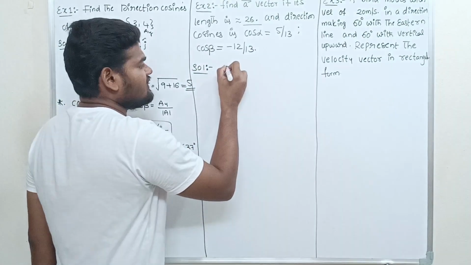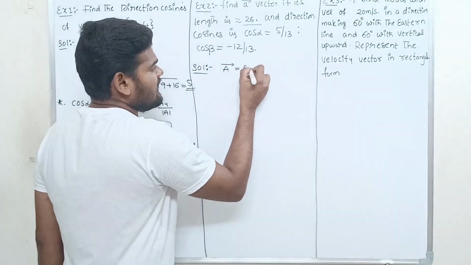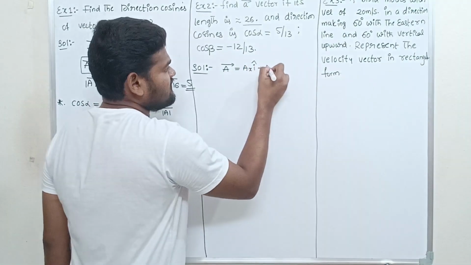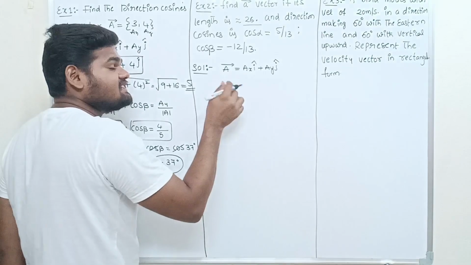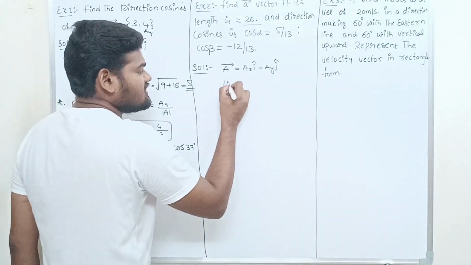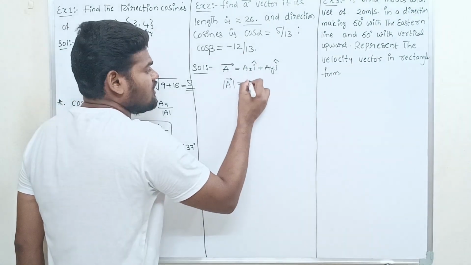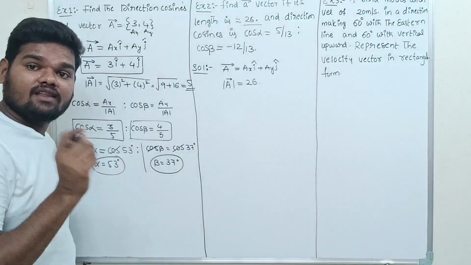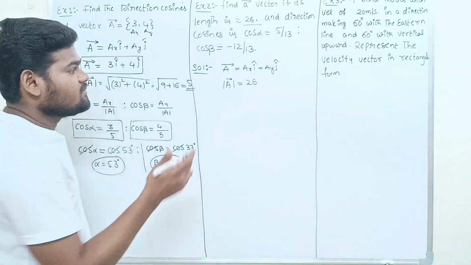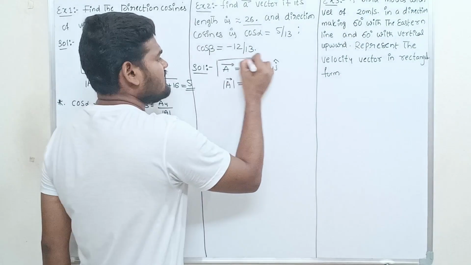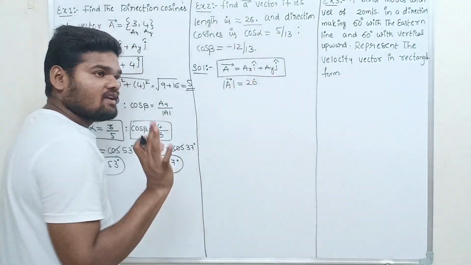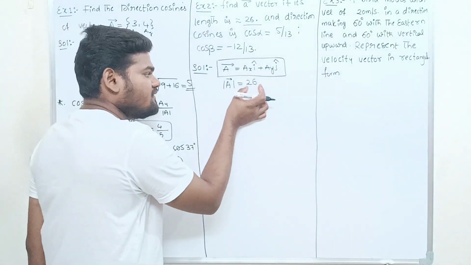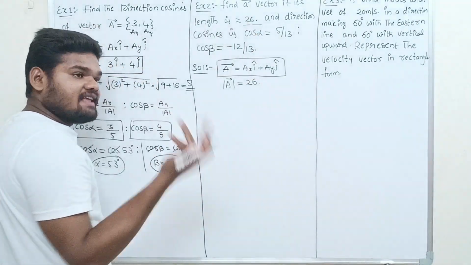What is the a bar vector? A bar vector is equal to ax i cap plus ay j cap. They are given its length. Length is equal to 26 meters. That means the magnitude of a bar is 26. Are you getting any doubts? What we have to find is this a bar vector. That means we have to find the values of ax and ay. Is it clear? We know the magnitude of a bar vector, 26. They are given.